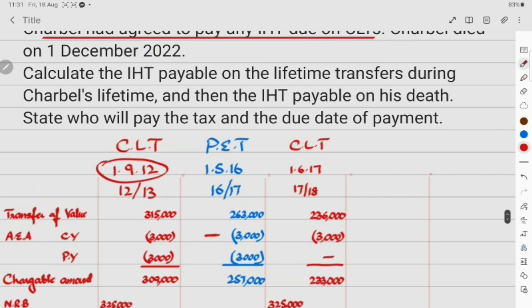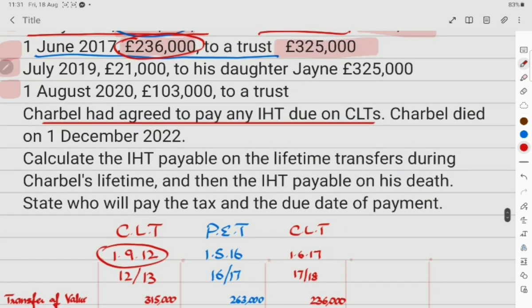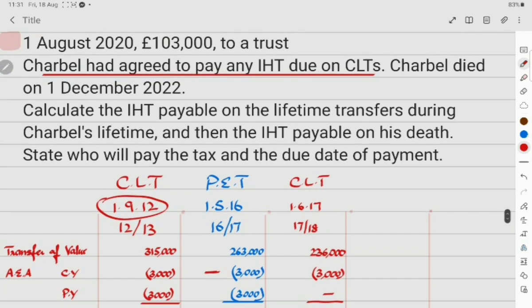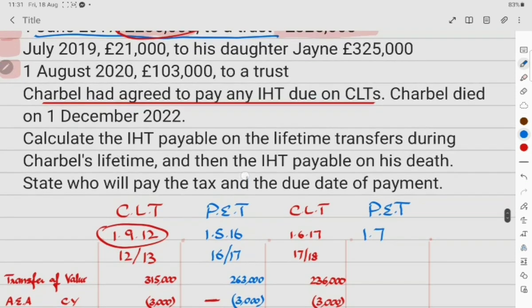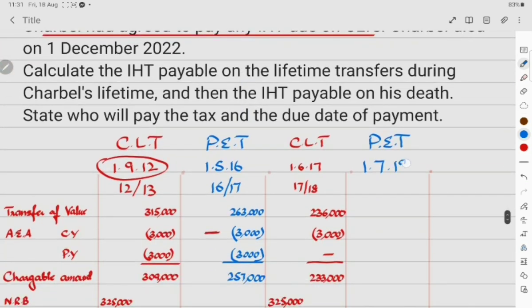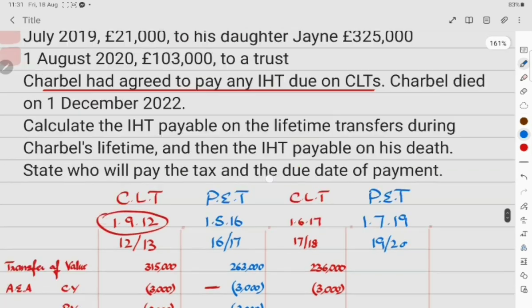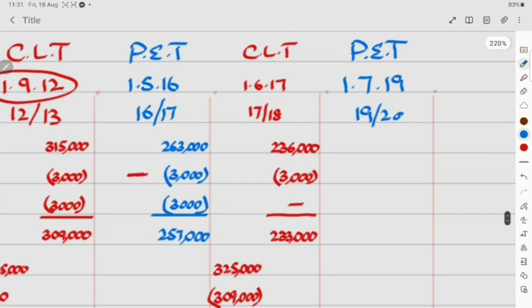Now we have to consider the fourth gift. The fourth gift is on 1st July 2019 and it is for 21,000 to his daughter. So this is again a potential exempt transfer. The date of gift is 1st July 2019. So the tax year is 19-20. The amount of gift is only 21,000. So we have to record this 21,000.